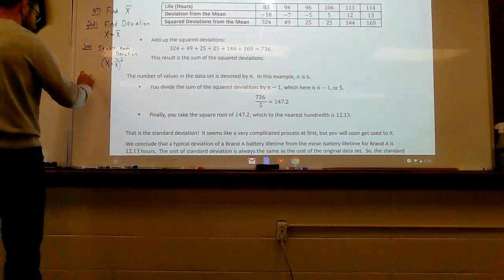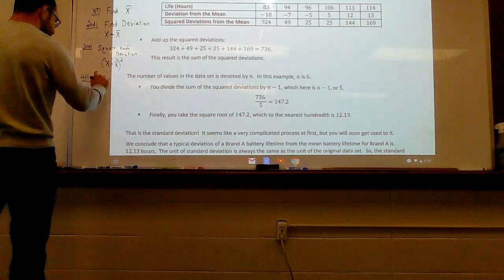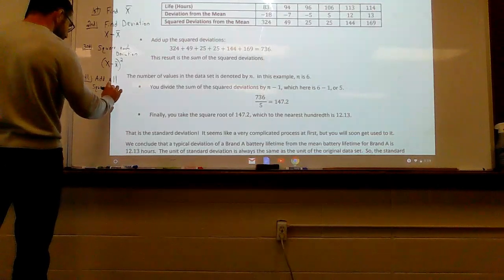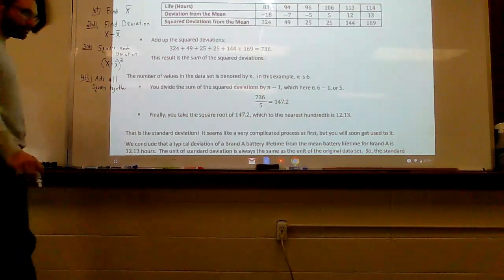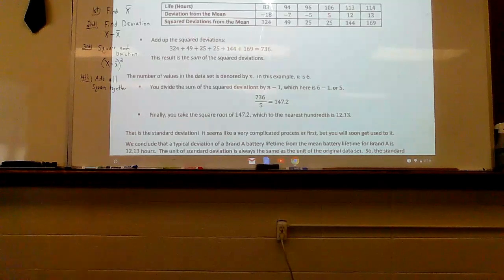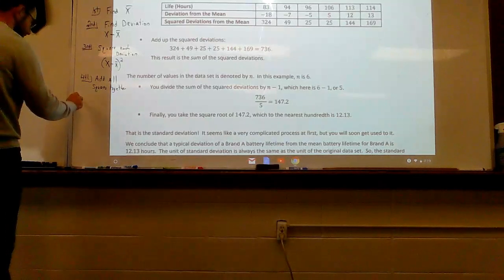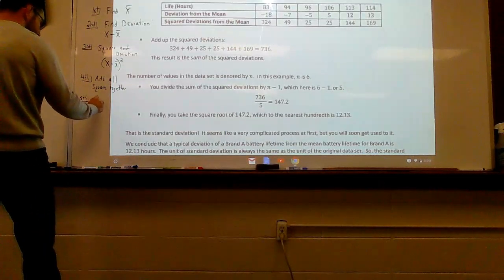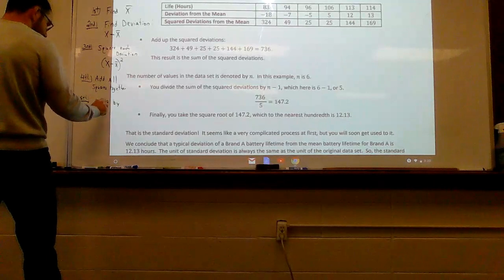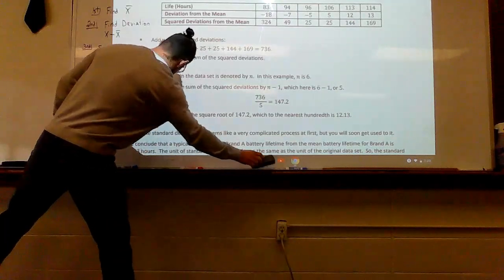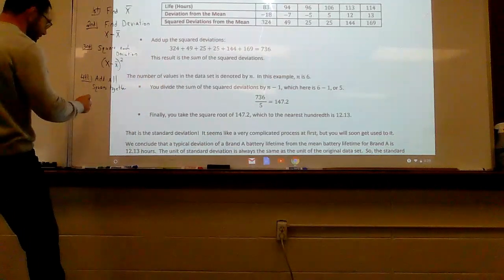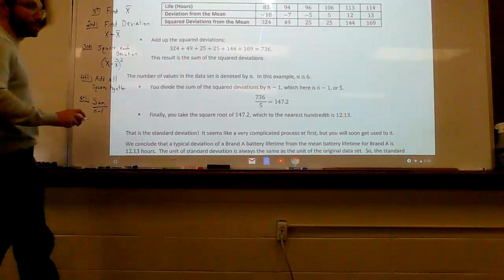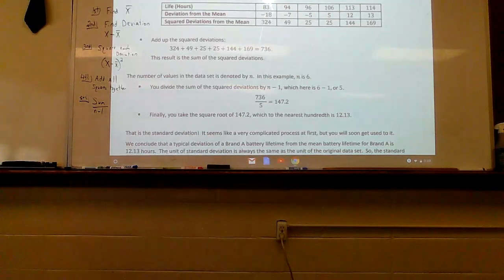Fourth, add all squares together. Okay? We're going to add up all of these squared deviations. Fifth, we divide, or let me try this again. We take the sum and we divide it by n minus 1. So however many data points you have, you subtract 1 and you divide.